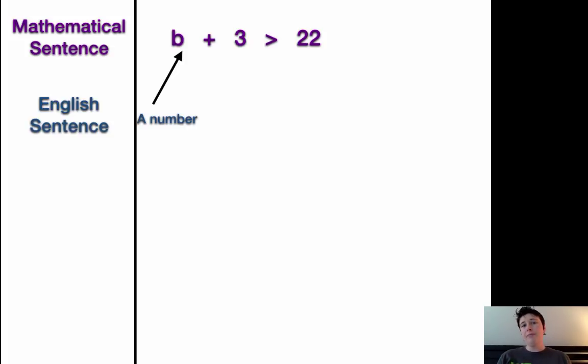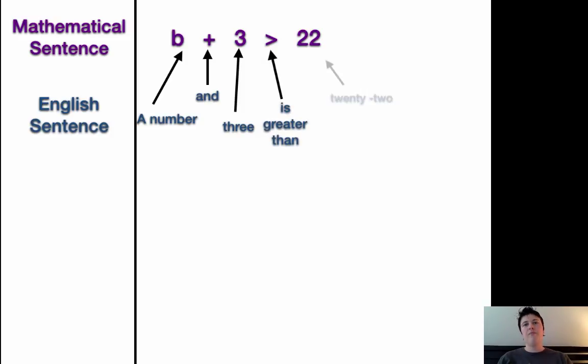So we have a number plus 3, but when I say plus, here's a way I could translate the word plus. I could say and. A number and 3. And then we've got our symbol. A number and 3 is greater than 22. There's our English sentence. A number and 3 is greater than 22. So you can see why I like math. I like the short, simple version. b plus 3 is greater than 22. But we want to be able to go back and forth between words and numbers and symbols and feel very comfortable with that.